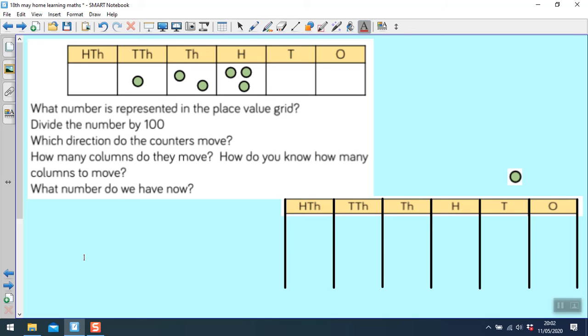What number is represented in the place value grid here? We've got to divide the number by 100. Which direction do the counters move if you divide? How many columns do they move? How do you know how many columns to move? And what number do we have now? Pause the video while you answer the question.